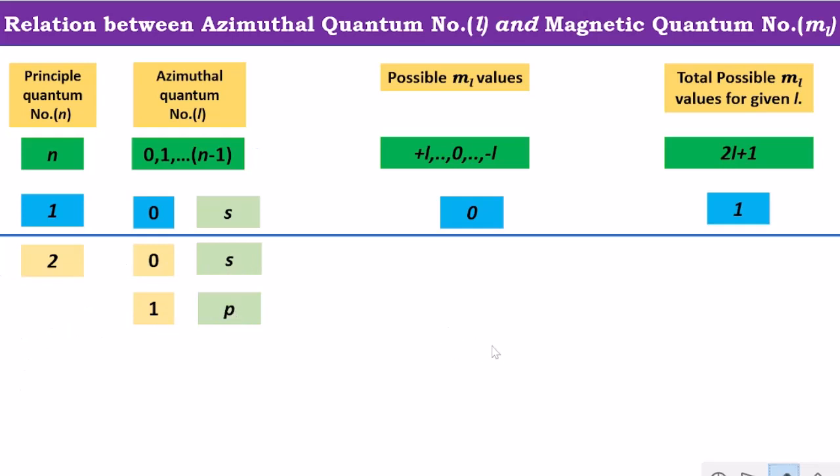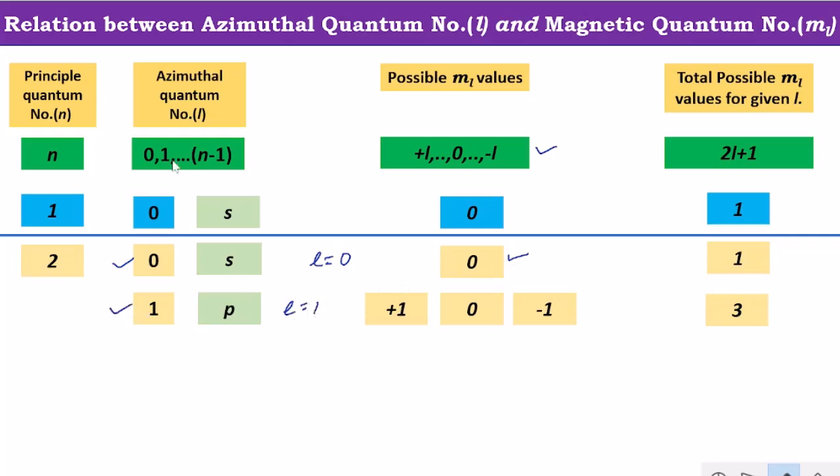Let's calculate the possible ml values. The possible ml values can be calculated using the formula plus L to minus L. In this case, as we know, the value of L is 0. So let's consider this first value 0. The possible ml value for L equal to 0 is only one value, that is 0. Now L is equal to 1. As I mentioned here, azimuthal quantum number L is equal to 1. For this L equal to 1, according to this formula, the values range from plus 1, as the value of L is 1, so plus 1, including 0, so 0, then minus 1.